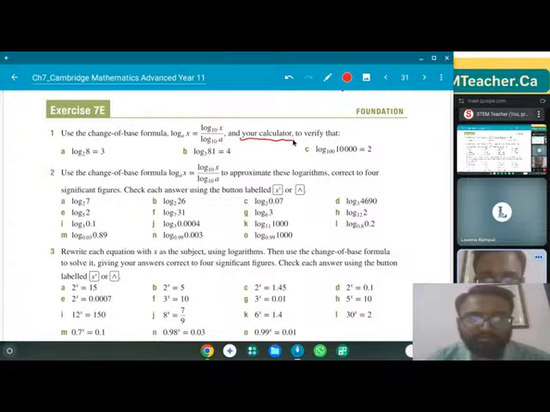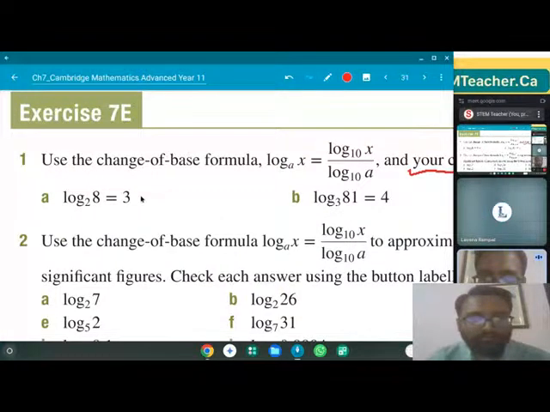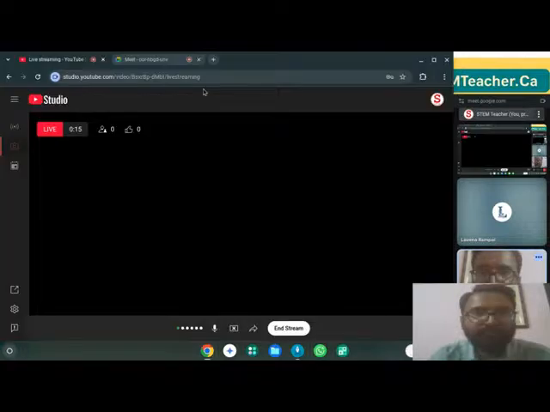It is simply 3. It is log 8 base 2. Similarly, we can write it as log 8 base 2. But he is asking to use the calculator to verify the results. So it must equal log 8 base 10 divided by log 2 base 10. Now open your scientific calculator, which is Desmos, and get the value of log 8 by log 2.